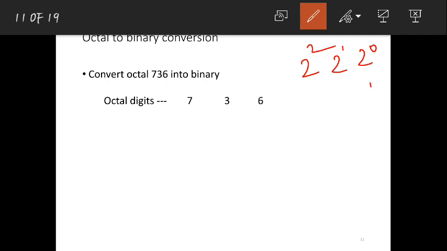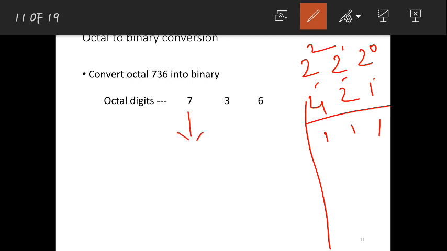2 to the power of 0 is 1, 2 to the power of 1 is 2, 2 to the power of 2 is 4. Now I want 7. When I want to write 7 here, that means 4, 5, 6, 7. If I write all ones here, then I'll get 7. So this is the octal number.